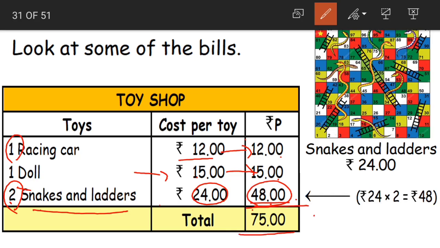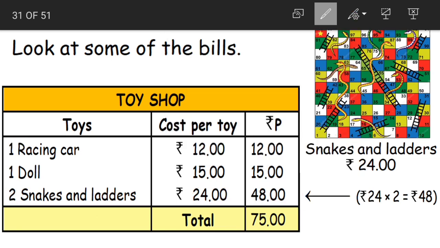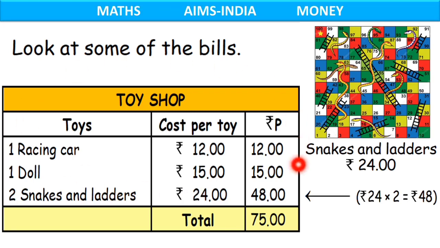Next step would be to add all these amounts. 0, 0, then we have 2 plus 5, 7, 7 plus 8, 15, 5 here and 1 carried, 1 plus 1, 2, 2 plus 1, 3, 3 plus 1, 4. So the total amount one must pay for buying these items is 75 rupees. Now this is the example of a bill.